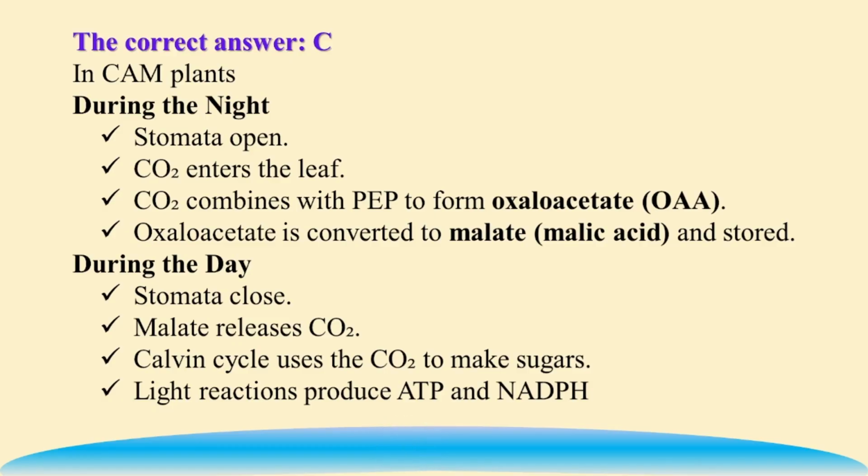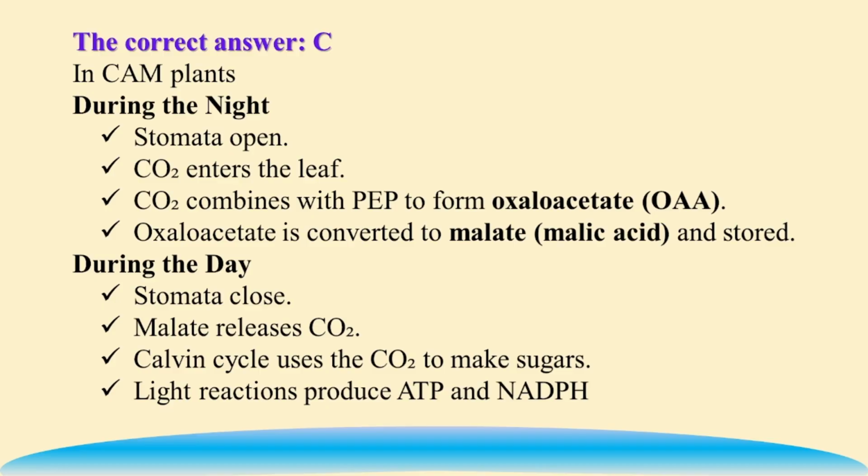The correct answer is C. At night, CAM plants open their stomata and absorb carbon dioxide. The carbon dioxide combines with phosphoenol pyruvate to form oxaloacetate. Oxaloacetate is then converted into malate and stored until daytime. During the day, the stored malate releases carbon dioxide for the Calvin cycle.